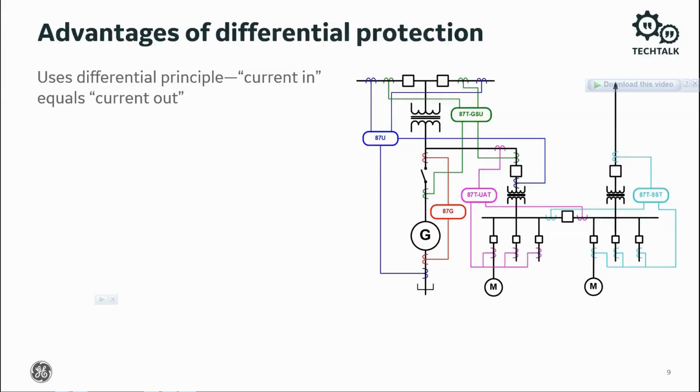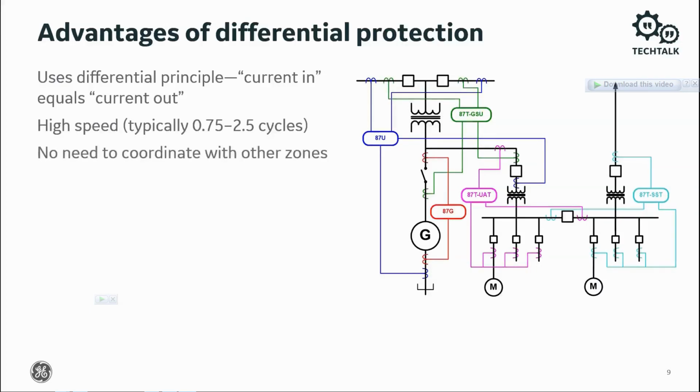Here we see the differentials for the generator 87G, the step-up transformer 87GSU, the utility auxiliary transformer 87UAT, the substation transformer 87T-SST, and an overall differential 87U. Differential protection is high speed, typically 0.75 to 2.5 cycles.